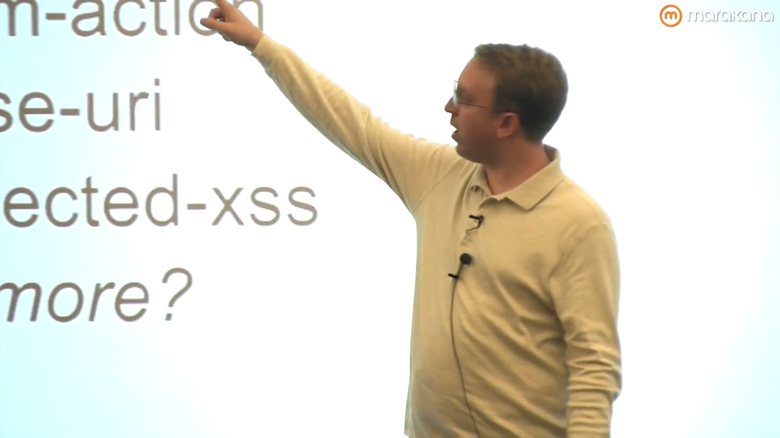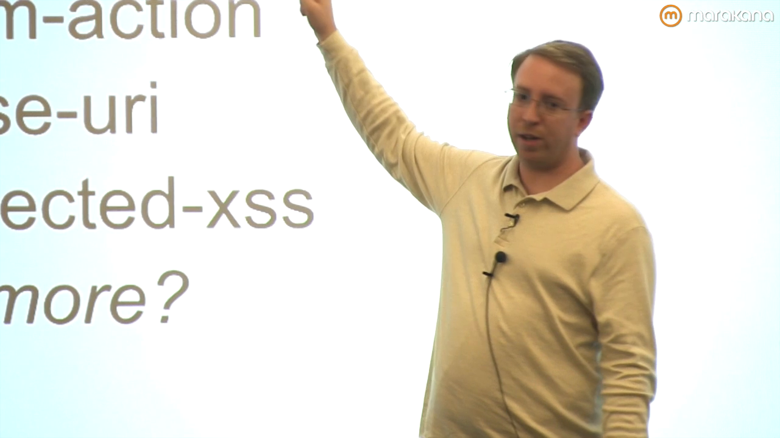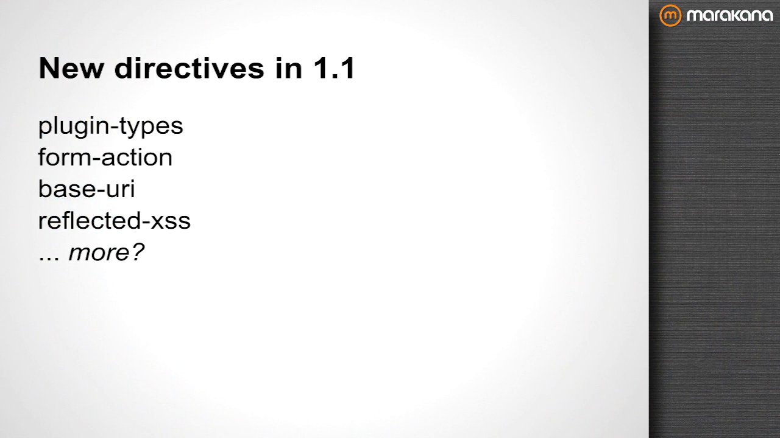There are also new directives in 1.1 that do various interesting things. Before you could only control plugins by URL, and now you can control plugins by type. So you can say, I want to have PDF, or I want to have Flash, but I don't want Java or Skype or whatever it is you like or don't like.